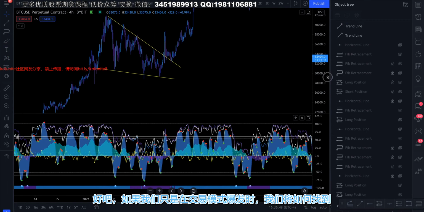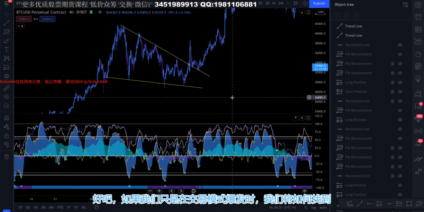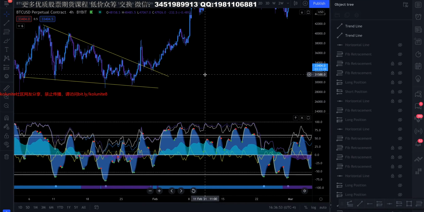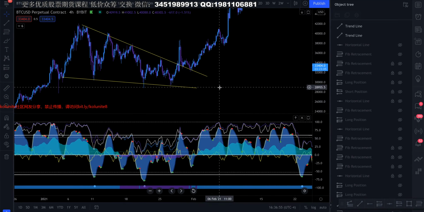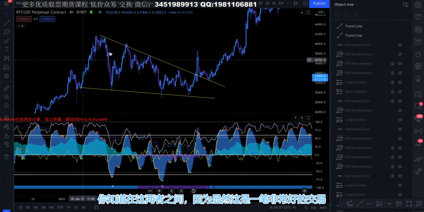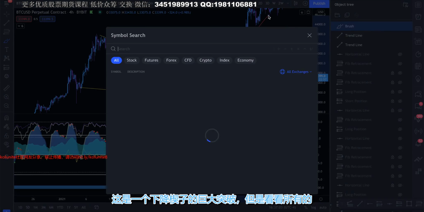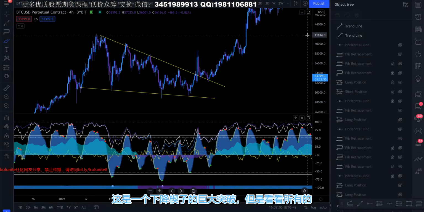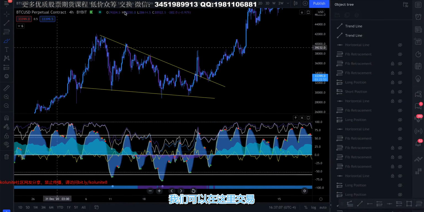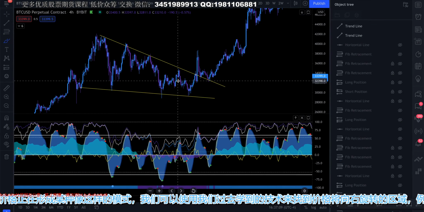How are we going to find, if we're only trading patterns when they break out, how are we going to find good trades in between? Because obviously it was a really great trade. We broke out, we got the retest, we come off to the races. It was a great breakout of a descending wedge. But look at all the price action we could have traded in here. How are we going to trade this?